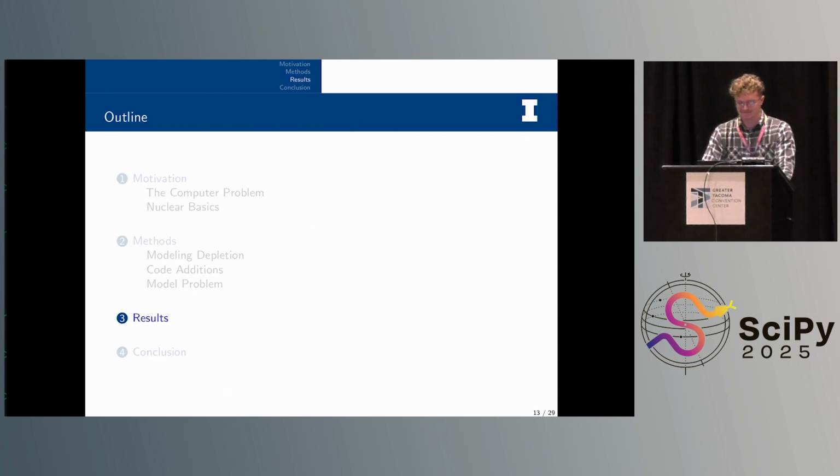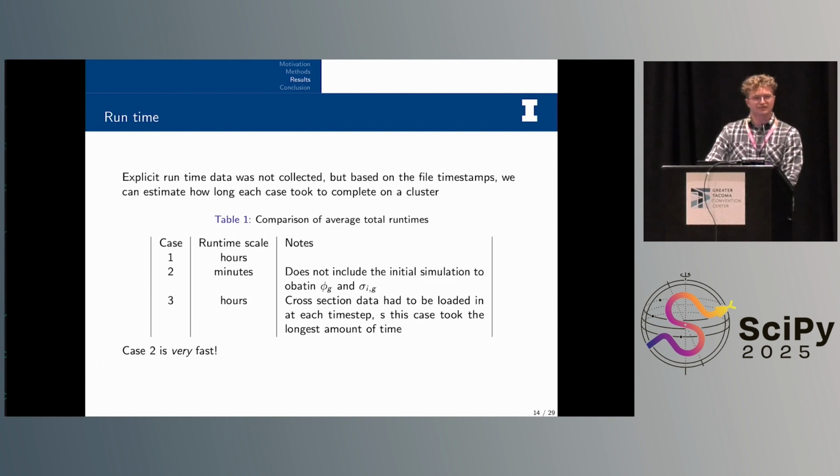All right, let's see how we did. I don't have explicit runtime data, unfortunately, but based on file timestamps, I can estimate how long each run took. As expected, case 1 took several hours on a cluster. Case 2, very, very fast, minutes to seconds, like night and day. Obviously, this doesn't include the initial simulation to obtain your flux and your cross sections, but I'm assuming that's a fixed cost. Once you have those, you can reuse them for the model for whatever time step size you want, whatever simulation you want to look at.